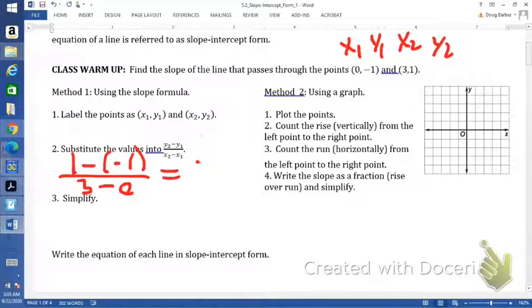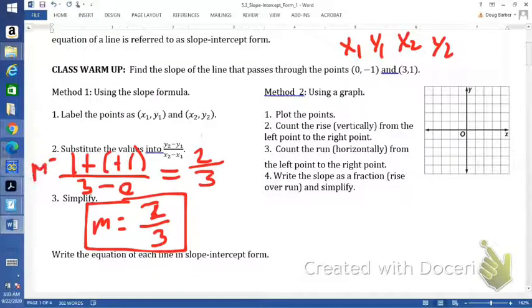Alright, so what's this going to equal? Again, our double negative here becomes a positive, so 1 plus 1 is going to give us 2. And then we have 3 minus 0, which is 3. If that's not simplified, you obviously would simplify and reduce it. 2/3 is already simplified, so the slope is 2/3. Alright, so I'm going to put that m there just to let everybody know you're finding slope.